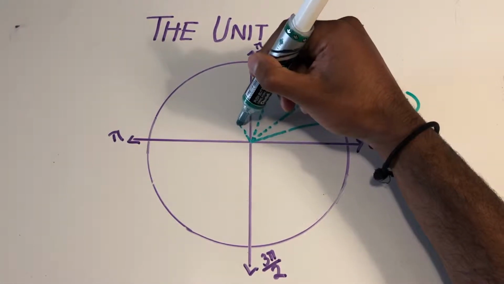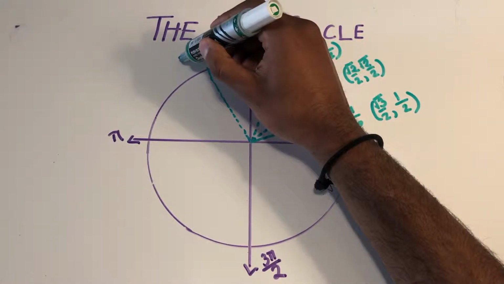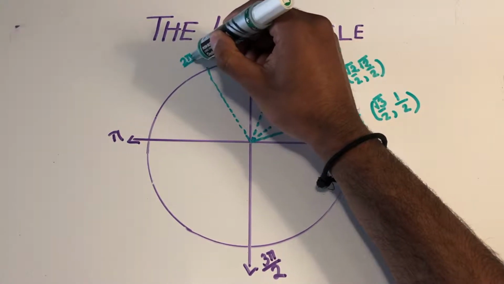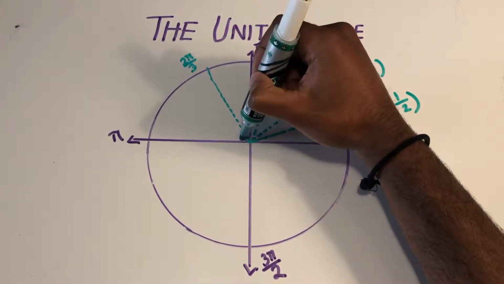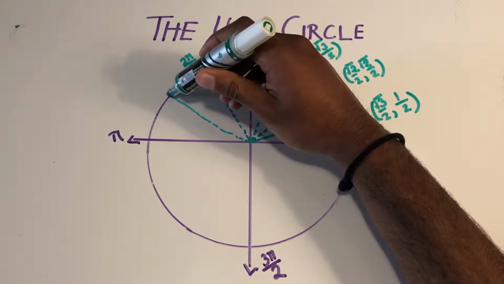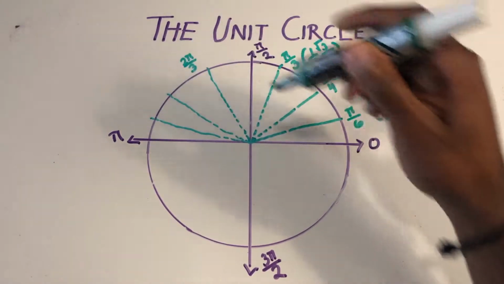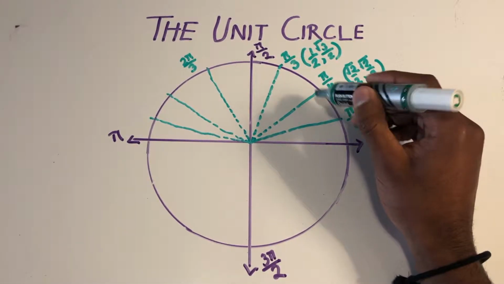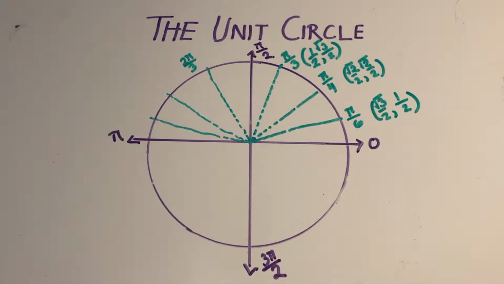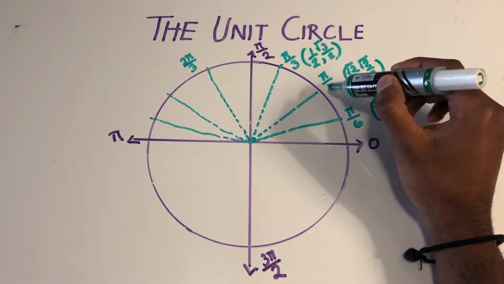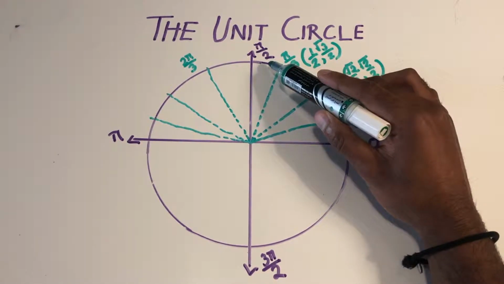So we can make another line right here. We can call this 2 pi over 3. And I'm going to make another line right here. And I'm going to do one more line right here, because remember we said each quadrant is divided into 4 sections. Now, for pi over 4, if I add another pi over 4, this is going to give me pi over 2, which is already written here.